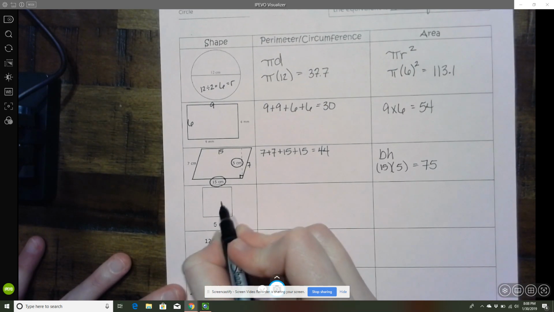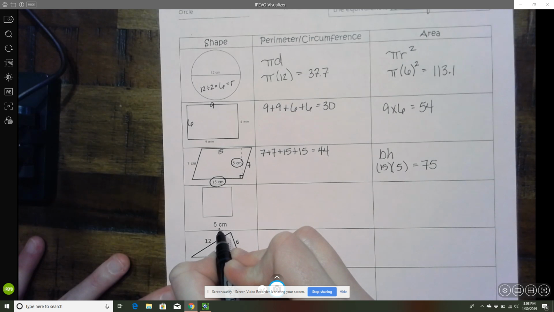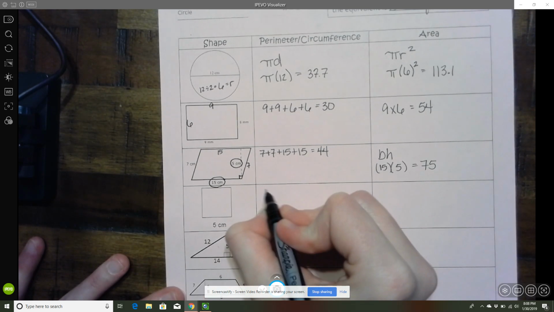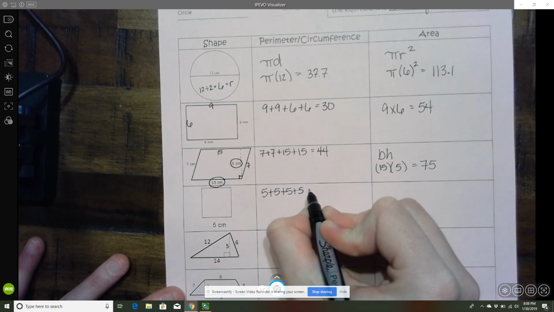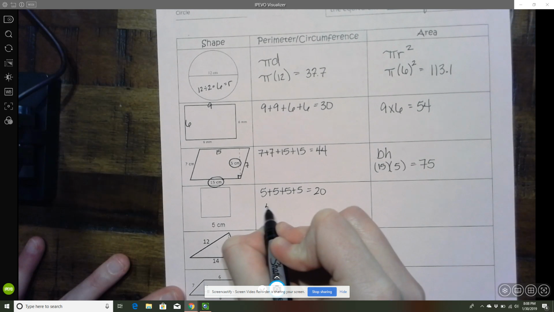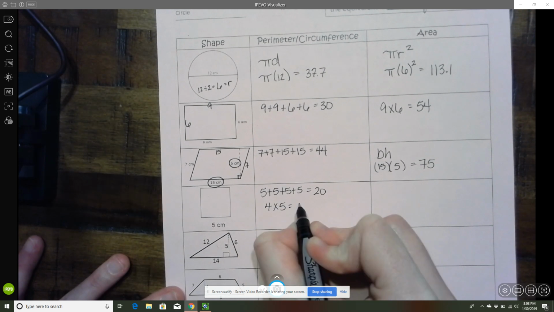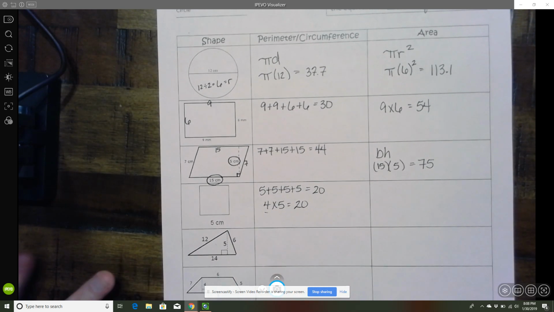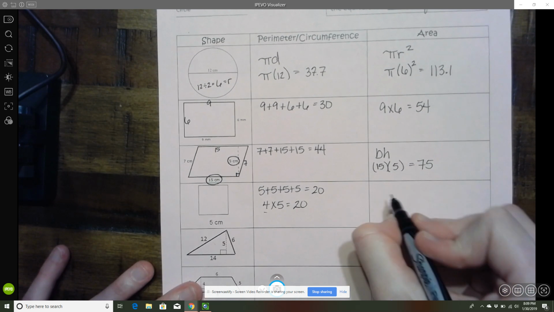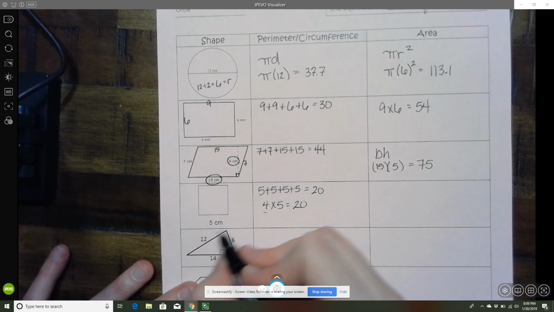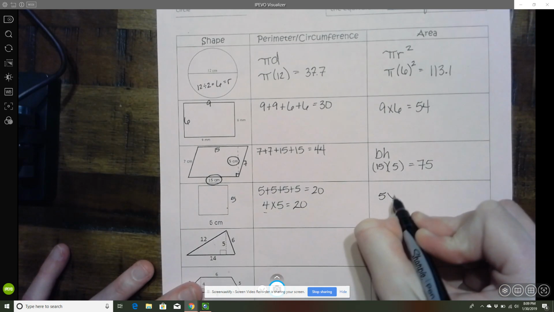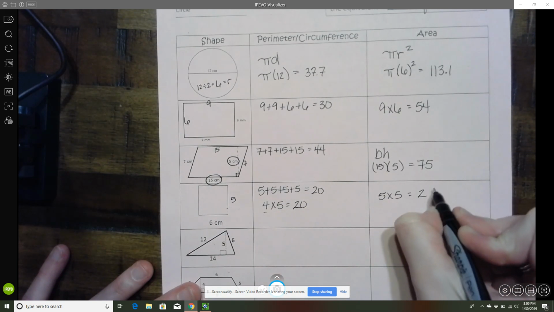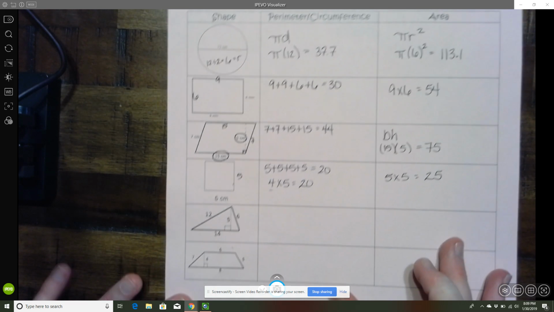So now I've got a square. Typically if they give you a shape and there's only one side label, we're talking about a square. So you can do 5 plus 5 plus 5 plus 5. Or if you're talking about a square, you can just multiply the side by 4. 4 sides, same length. Now for area, it's still base times height. So I would have 5 times 5 for the area here.